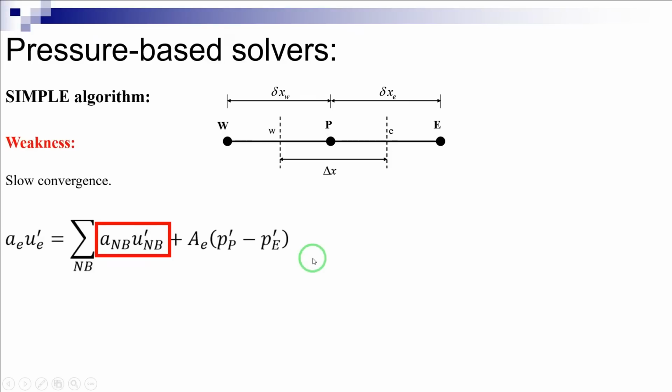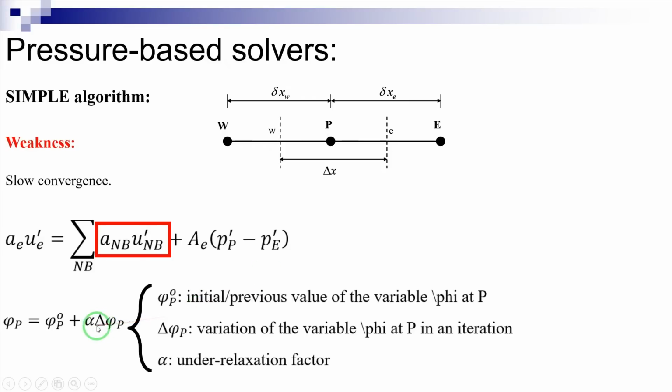That is why we use under-relaxation factors to update the pressure and velocity values as shown here. Here, phi OP is the initial or previous value of the variable phi at P. Delta phi P is the variation of the variable phi at P in an iteration. Alpha is the under-relaxation factor. As a consequence, this slows down the convergence rate. Therefore, another method of pressure calculation has to be found.